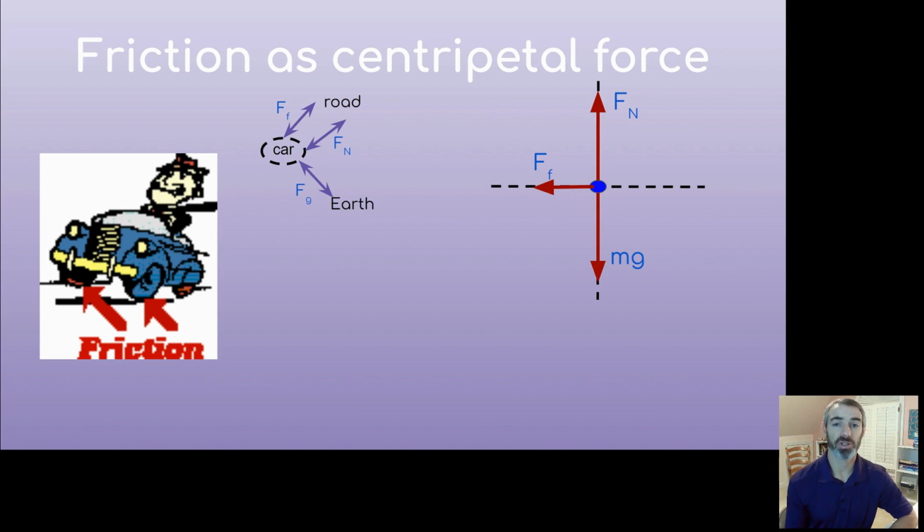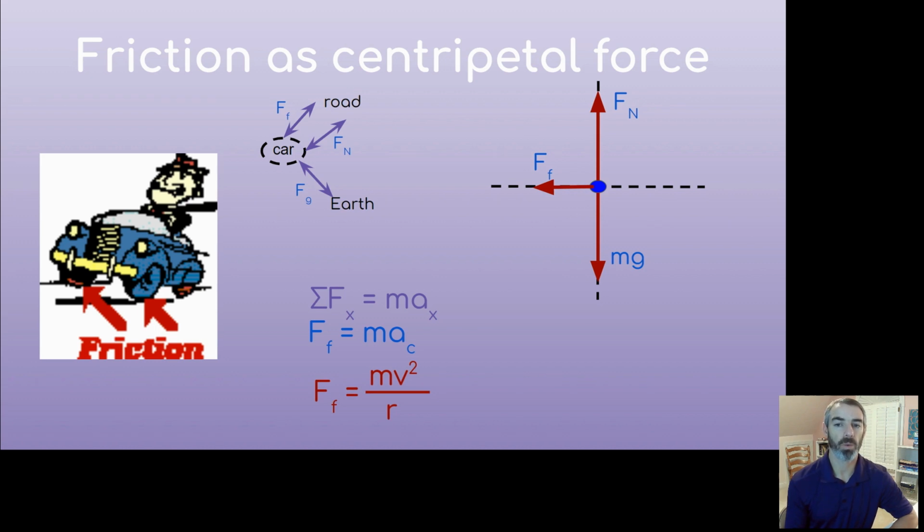Now, just like any other situation, you'd write your second law equation. Adding up the forces in the x direction equals mass times acceleration. The friction force, in this case, is the unbalanced force, and that's going to equal mass times centripetal acceleration, and we know centripetal acceleration is v squared divided by r.